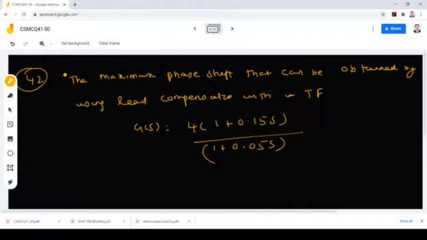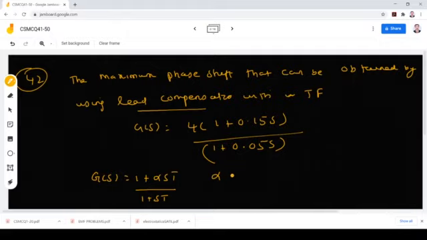Next problem is the maximum phase shift that can be obtained by using a lead compensator with the transfer function G of s, which they have given. So compare with the general form of the lead compensator. G of s is equal to 1 plus alpha sT divided by 1 plus sT. Compare both. This indicates alpha T is equal to 0.15, the numerator. T is equal to 0.05, the denominator. This indicates alpha, substitute here, alpha is equal to 3.